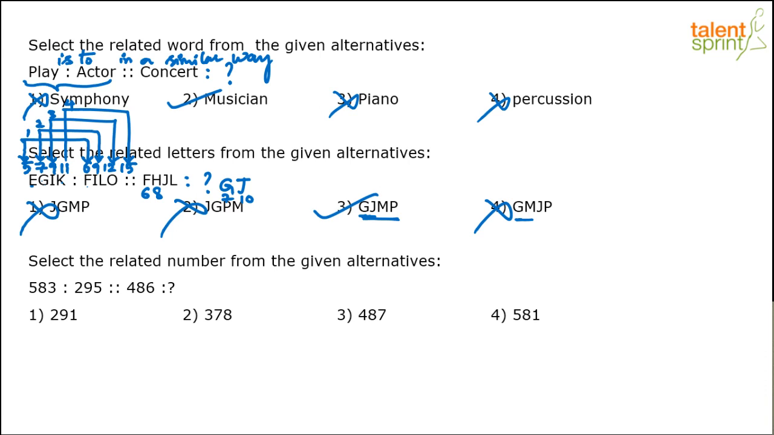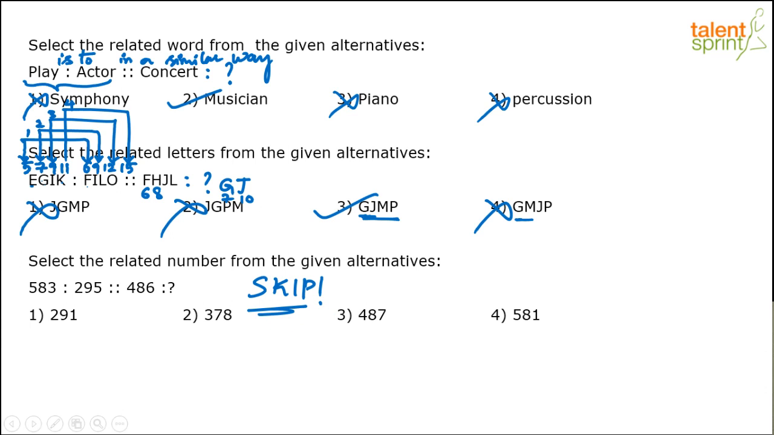So 583 is to 295. 583 is related to 295. In a similar way, 486 is related to what? Now I'll be very honest. When I tried solving this question, I could not crack it. I spent about 20-25 seconds. I did not get the logic. And you know what I did? I skipped this question. And believe me, I was correct.